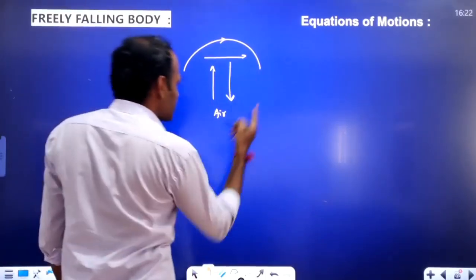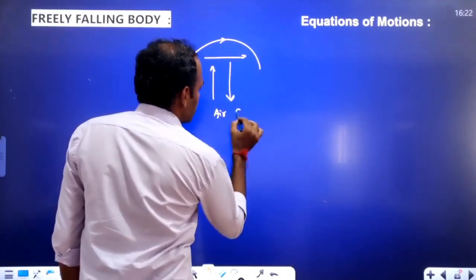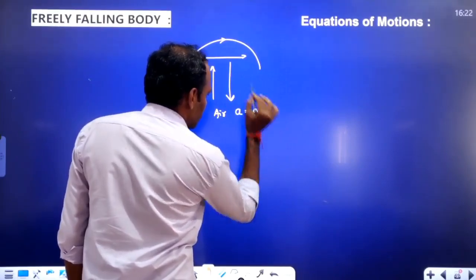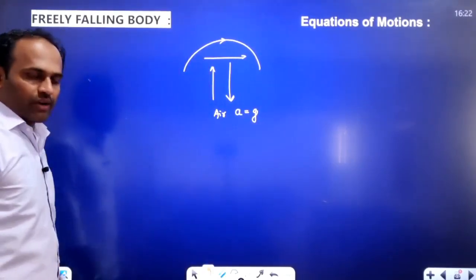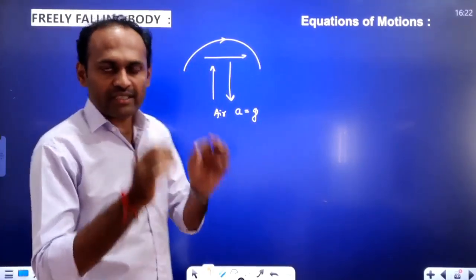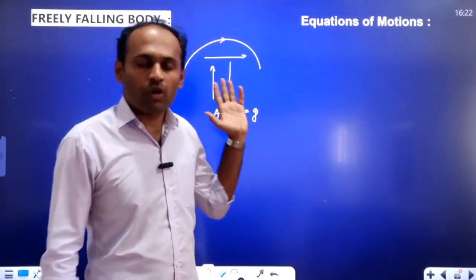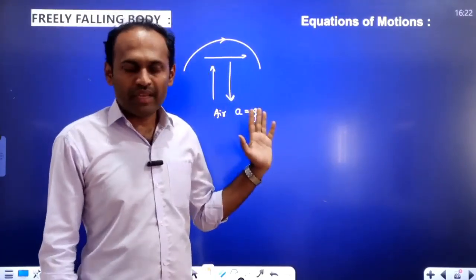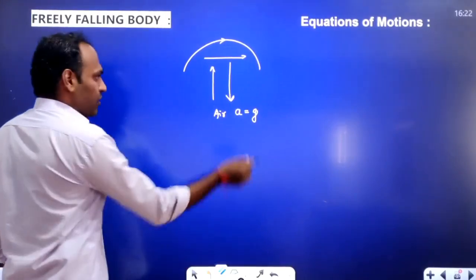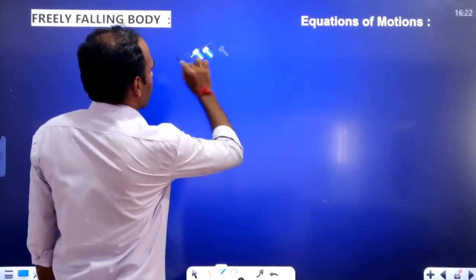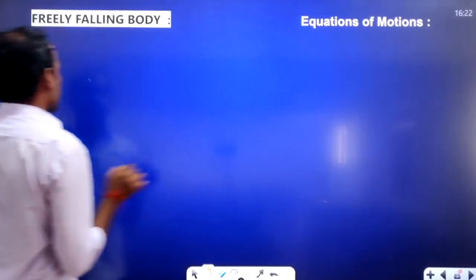And in all these cases, see, for a freely falling body, its acceleration is fixed, it will be g, 9.8 meter per second square. Its acceleration is fixed. Its acceleration is constant. That's why it is called uniform accelerated motion. That is why this vertical motion is called uniform accelerated motion. Okay, we got to know this much about freely falling body.